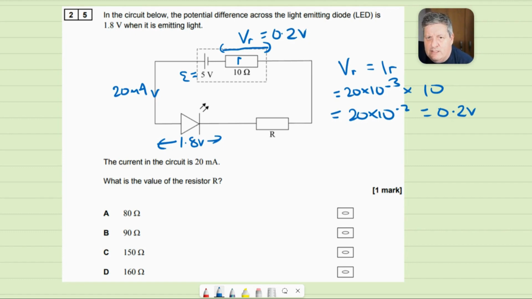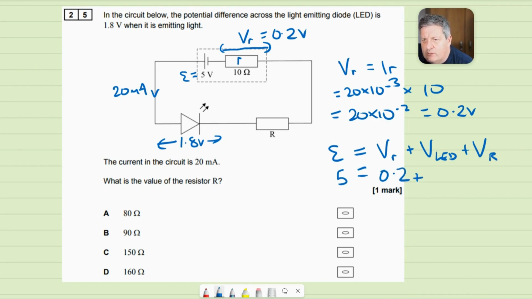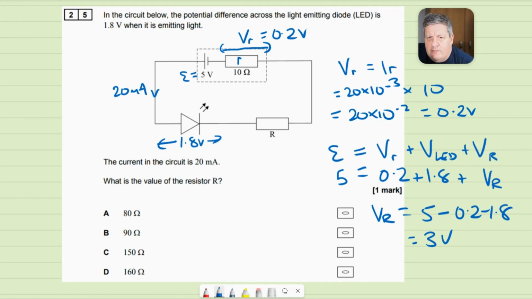The next thing to do is to consider the PDs around the circuit have to add up to the EMF, one of Kirchhoff's laws. So we know that the EMF of 5 volts would have to be equal to the lost volts plus the PD across the LED, which we're given, plus the PD across the resistor. We can substitute the values in. So 5 equals 0.2 volts plus 1.8 plus our unknown, and then a little bit of rearranging. We get 5 minus 0.2 minus 1.8, which equals 3 volts. So we found the PD across the resistor now, and it's 3 volts.